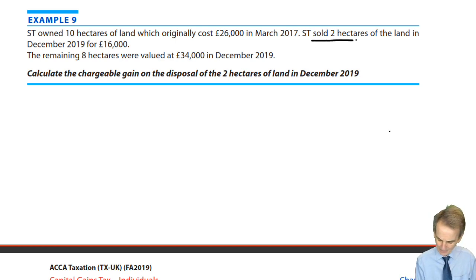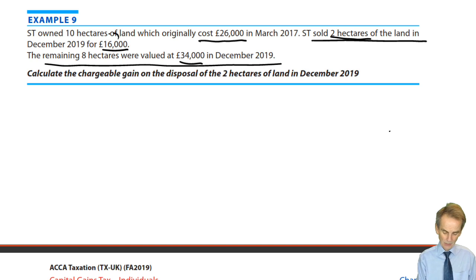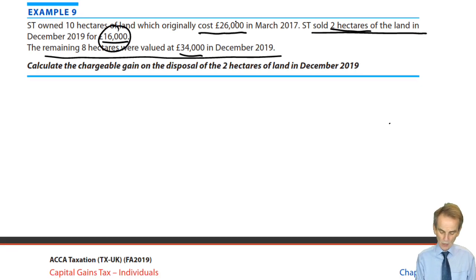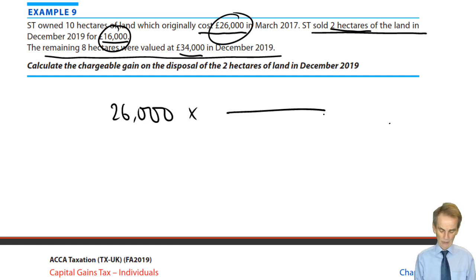What did we sell? Here, it was 2 hectares of land. What did we sell them for? £16,000 there. What's the value of the remaining hectares? Value remaining 34,000. What was the original cost of the entire parcel of land, some 10 hectares of land? 26,000. So we know the proceeds are 16,000. We know the total cost is 26. The question is, how do we compute the allowable cost?